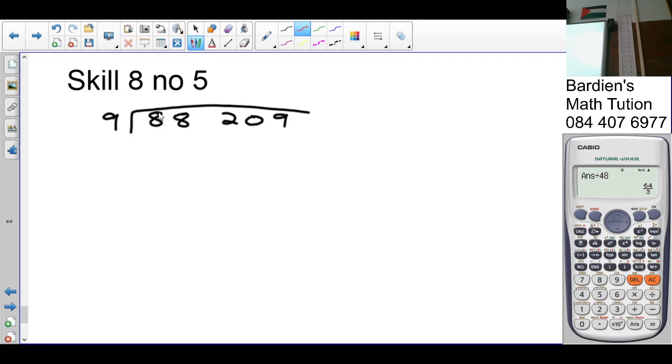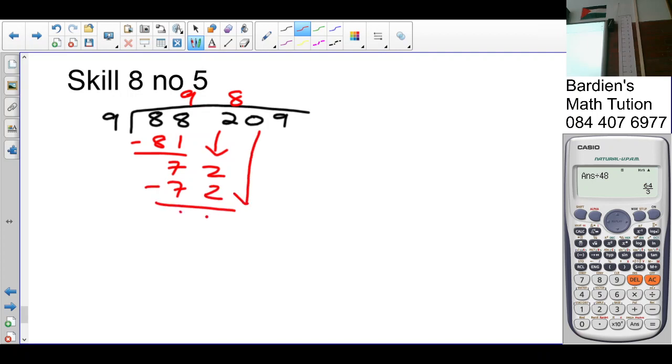Alright. So 9 goes into 88, 9 times. 9 times 9 is 81. Minus. Because they give me 7. Carry down the 2. 9 going into 72, 8 times. 8 times 9, 72. Bring down the 0. 9 can't go into 0, so I write the 0. 9 times 0 is 0. Bring down the 9. 9 goes into 9 once. 1 times 9, 9. 9,801. You all okay with that?